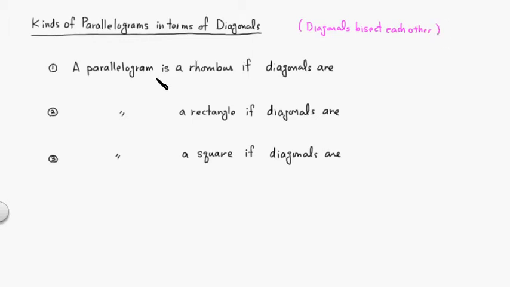Number one, a parallelogram is a rhombus if the diagonals are perpendicular. They bisect each other to begin with because it's a parallelogram. If you draw a picture, here's one diagonal and here's the second diagonal, and we know they bisect each other. On top of that, for this one, they're perpendicular. Then you can see that this will form a rhombus. Remember that a rhombus is a parallelogram where adjacent sides are congruent.